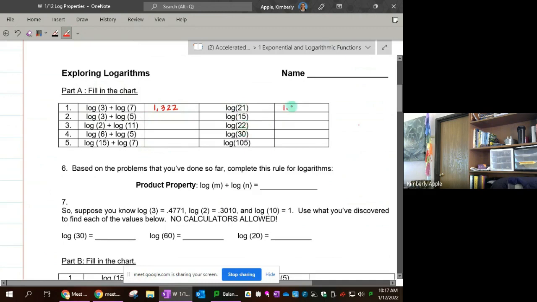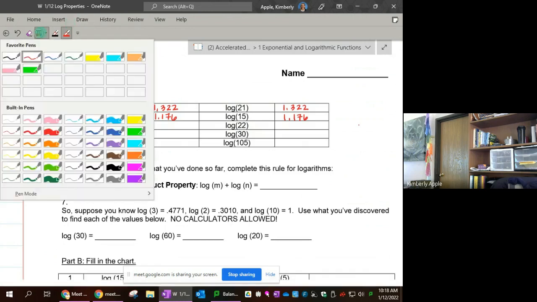Also 1.322. So, one instance of something is not enough for a pattern. Let's at least do the second line here. To put in log 3 plus log 5, I got 1.176. And then put in log of 15. 1.176. So it's pretty safe to assume at this point that the pattern is going to continue on down the chart.